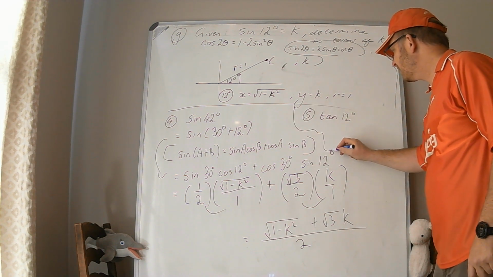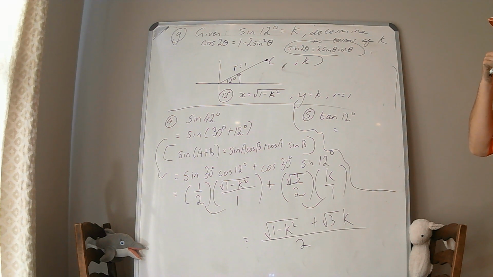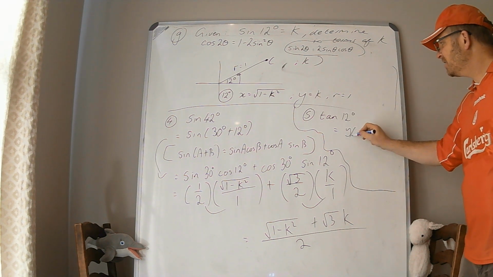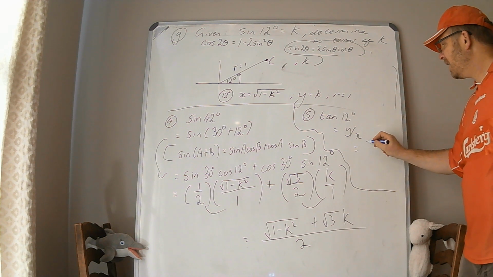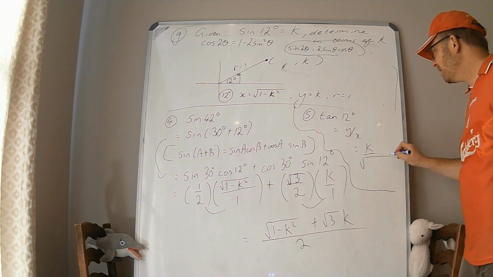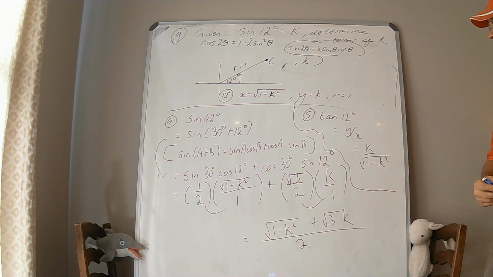Right, and then very last, but by no means least, tan of 12. Well, we had these ratios over here. Tan is the ratio of y over x, and y is equal to k, and x is equal to the square root of 1 minus k squared. And that is all of G done.